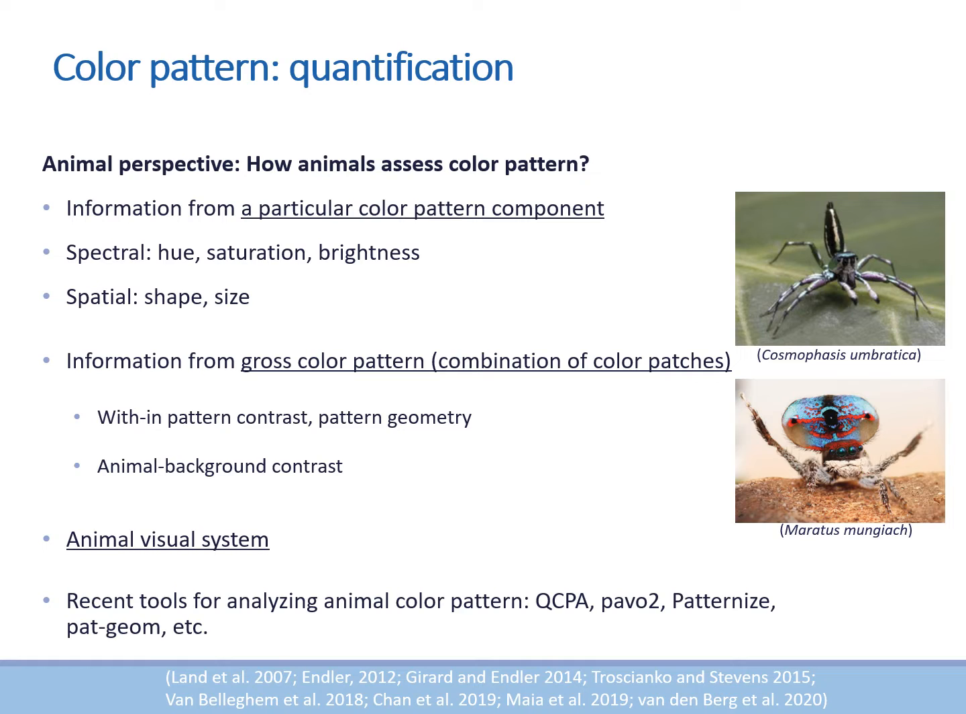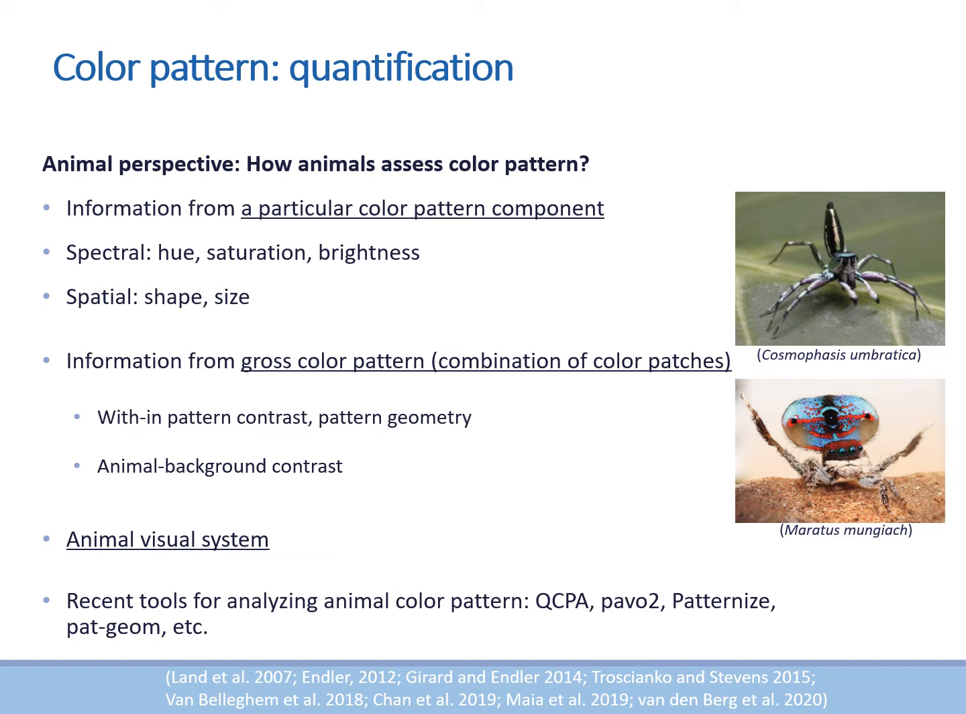Animals may assess information from a particular color pattern component. For example, the Cosmophasis bitaeniata here has a stripe on its abdomen, which can be considered as an individual color patch. It contains spectral information of hue, saturation, brightness, and spatial information of shape and size. Animals may also assess information from gross color pattern, which is the combination of color patches. Like the peacock spider here, multiple color patches can be found on its abdomen.